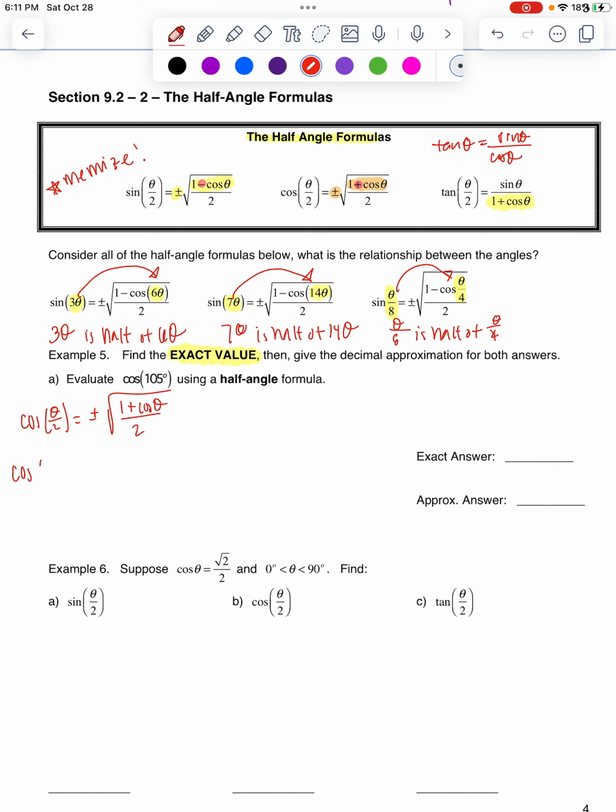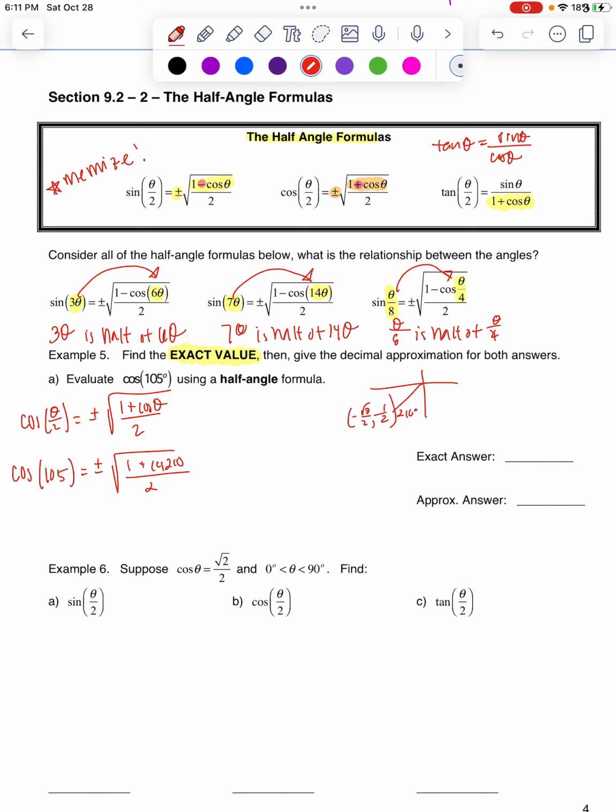So we are dealing with the cosine of 105 degrees, which is equal to the plus or minus square root of 1 plus cosine. Since we're dealing with our angle measurements, we're going to double the 105 degrees, and that will give us a cosine of 210, all divided by 2. So I hope we did not forget our unit circle. That would be 210 degrees. Our ordered pair would be negative root 3 all over 2, and negative 1/2.